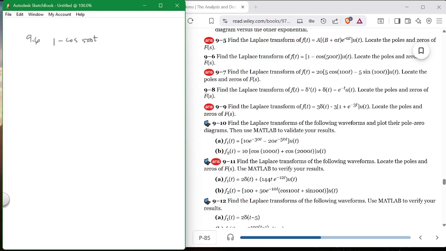Okay, what is the 1? 1 over s? Okay, minus... Is that right? That's it? Okay. All right, that's it. Does anybody have any questions about that one?